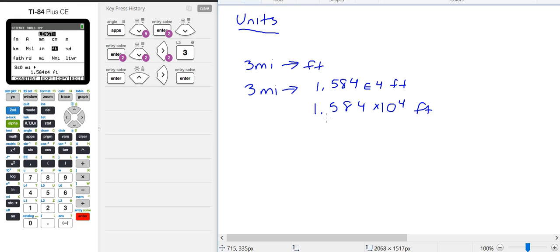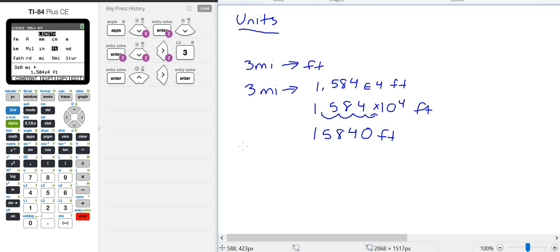Let's say we would just leave it how it is and ignore the scientific notation. It wouldn't make any sense. How could it be that 3 miles is only 1.5 feet? So this is telling us that we have to move our decimal place 4 places to the right. 1, 2, 3, and then we're adding another space. So 15840 feet. So in 3 miles, there are 15,840 feet.